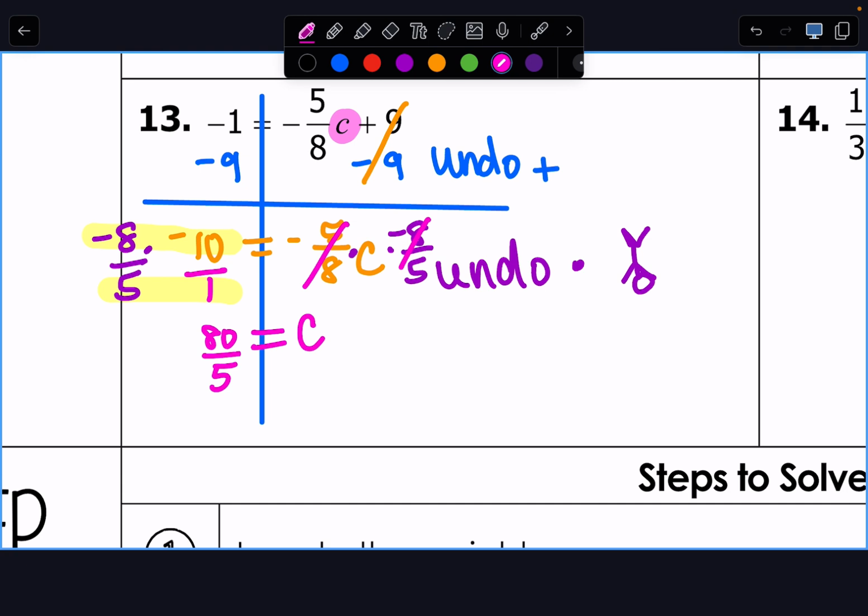Do you think I want you to leave your answer like that? No. Can somebody tell me what 80 divided by 5 is? 16? Yeah. And do we like that it's a positive 16? Yes. Okay.